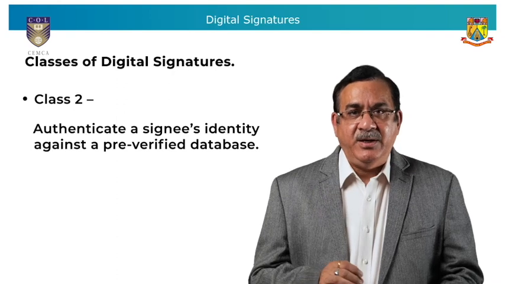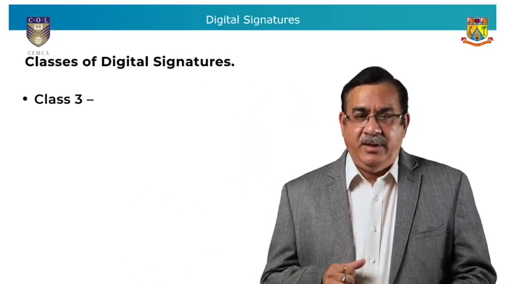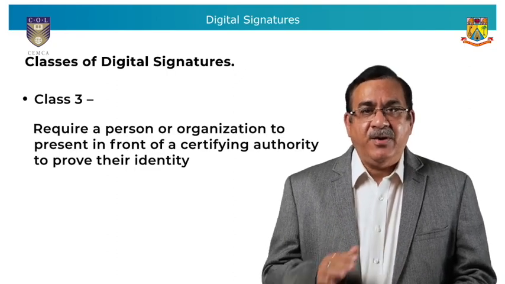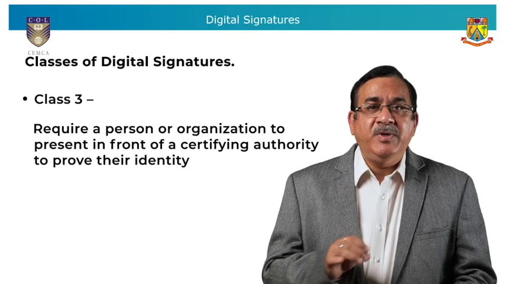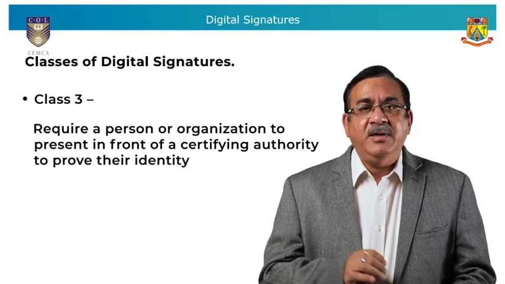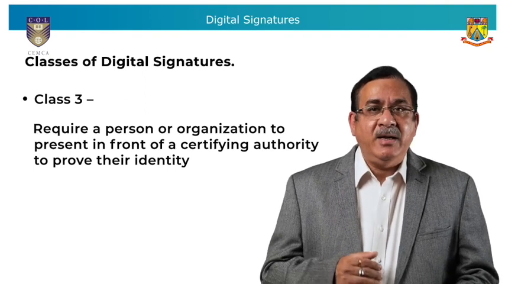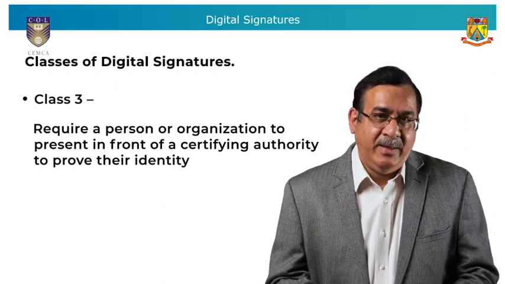Class 2 digital signatures are used in environments where the risks and consequences of data compromise are moderate. Some examples are e-filing of tax documents including income tax returns and goods and service tax returns. Class 3. They are the highest level of digital signatures. Class 3 signatures require a person or organization to be present in front of a certifying authority to prove their identity before signing. Class 3 digital signatures are used for e-auctions, e-tendering, e-ticketing, court filings, and in other environments where threats to data or the consequences of security failure are high.